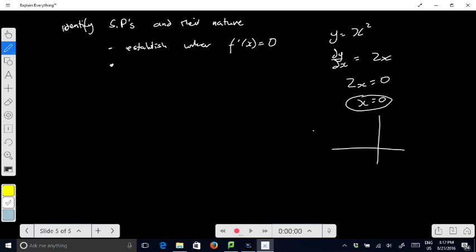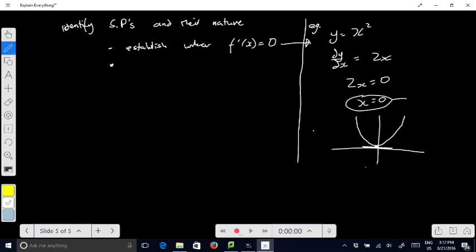Okay, and as a diagram, that's what x squared looks like. We've got a turning point through the origin, which is the x equals 0 coordinate, which we just worked out there. Okay, just as a quick little example for that first point.